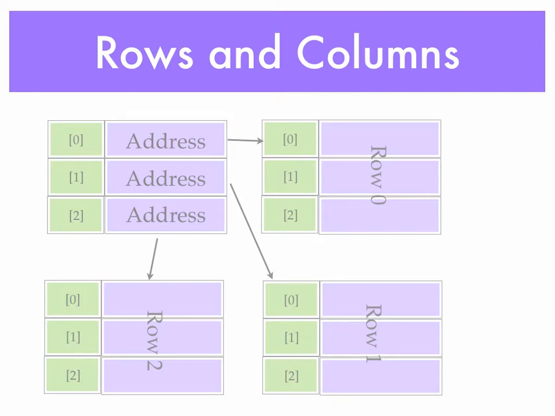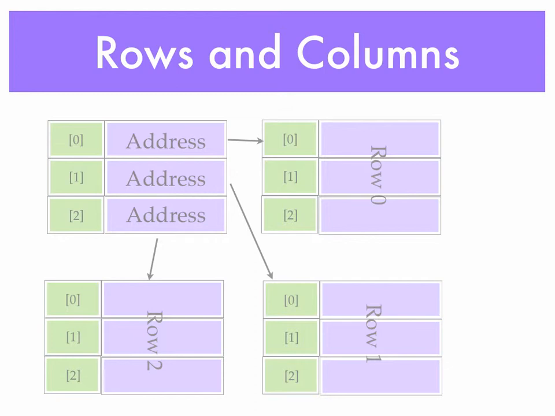So in space 0 of myArray is an address. It points to the first element of the first row, row 0. In space 1 of myArray is an address. It points to the first element in my second row, that's row 1. In space 2 of myArray is an address. It points to the first element of the third row, which is row 2.